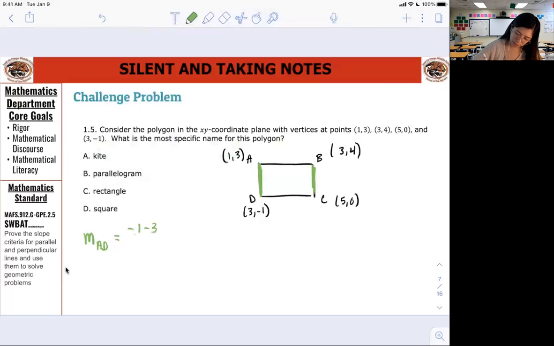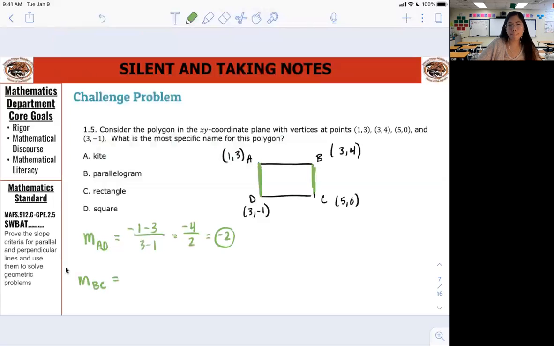-1 minus 3 over 3 minus 1, right? Okay. -1 minus 3 is -4, not -2, you're right. Sorry. And then 3 minus 1 is 2. There we go. So we get -2. So if you got 1, that means you went backwards. Jalen, you got to practice those positives and negatives.